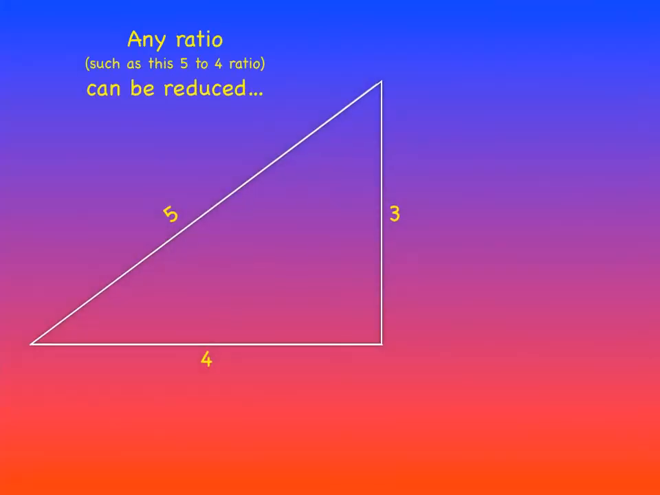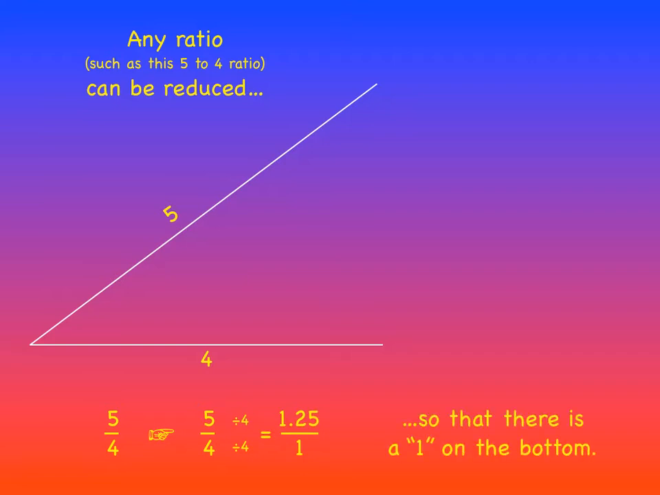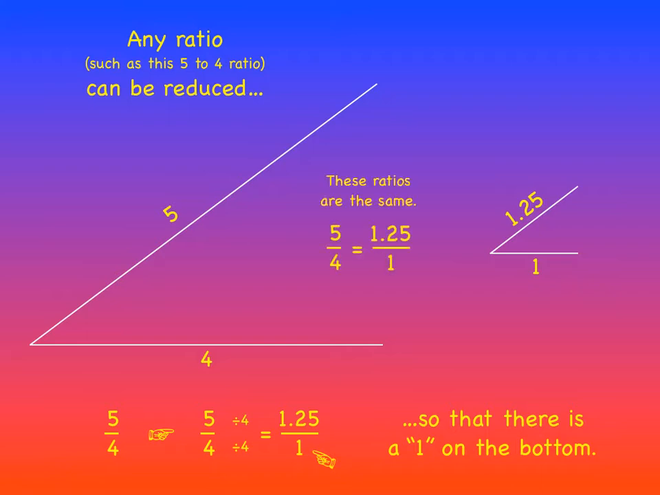Any ratio, such as this 5 to 4 ratio, can be reduced, watch this, so that there is a 1 on the bottom in the denominator's place. So now we see a small reduced size picture, and the ratio is 1 and 25/100 to 1. These ratios are the same. They're equal.